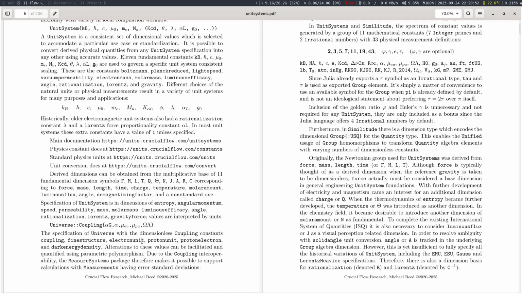Alterations to these values can be facilitated and quantified using parametric polymorphism. Due to the coupling interoperability, the measurement systems package therefore makes it possible to support calculations with measurements having error standard deviations.